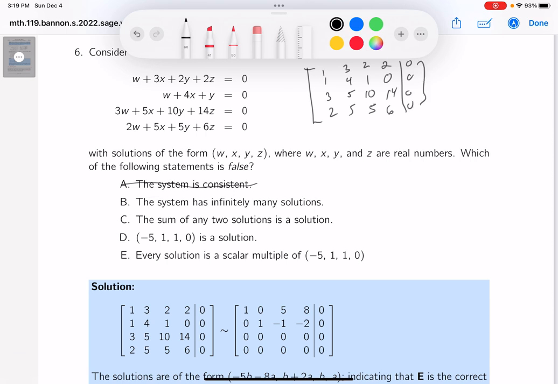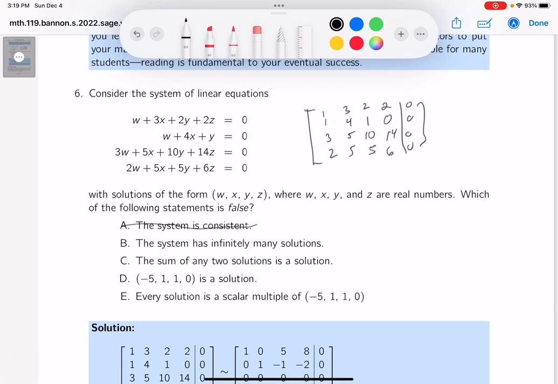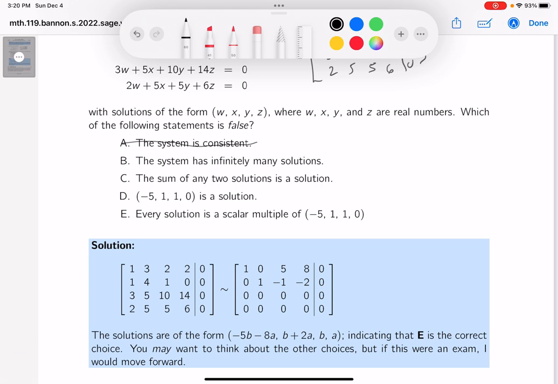Now, getting it to reduced row echelon form does take some effort. Some simple things you could do: take row 2 and subtract row 1, then minus 3 times row 1 plus row 3, minus 2 times row 1 plus, and so forth. It goes pretty quickly, but you'll get to this form over here. And looking at that, I see zero rows at the bottom, certainly.